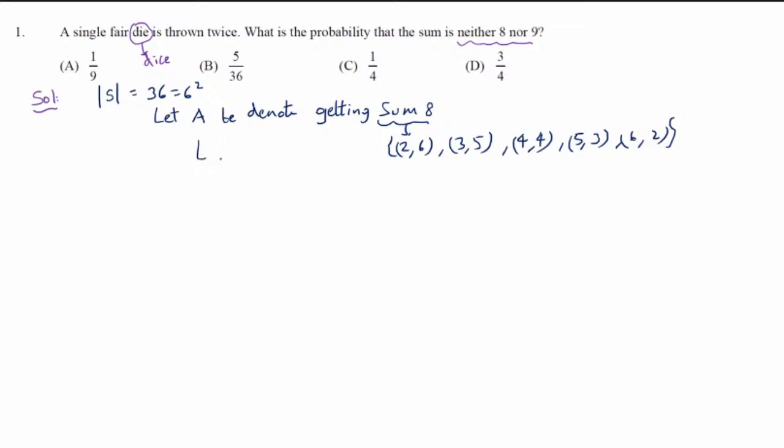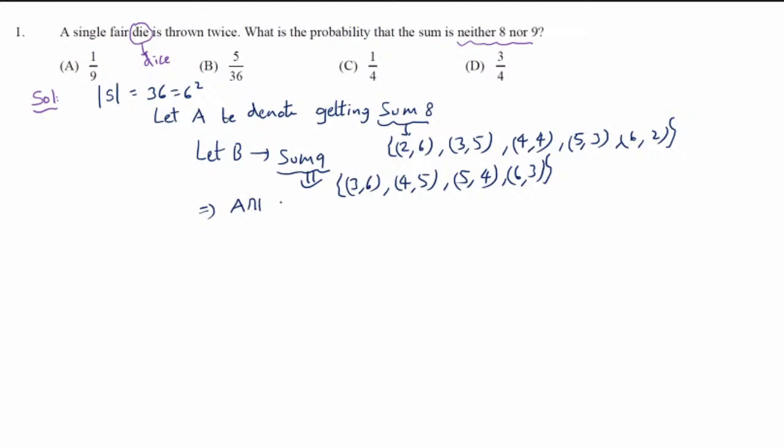Now let B denote getting sum 9. How many favorable outcomes are related to sum 9? They are (3,6), (4,5), (5,4), (6,3). So, from this, A intersection B has no common element. This is the first example, a standard example of mutually exclusive events. A and B are both mutually exclusive events.